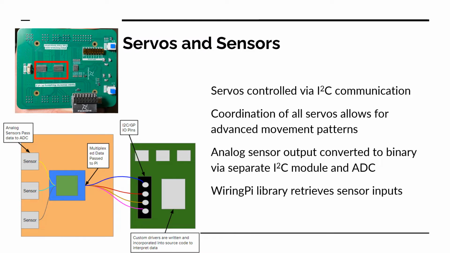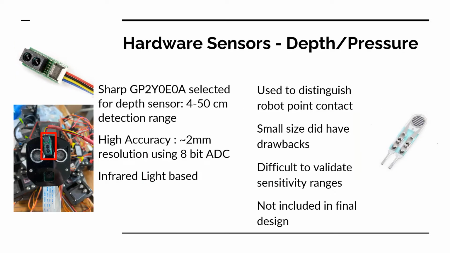We used many variations of the wiringPi library to receive the sensor inputs and interact with the hardware. Here are some of the sensors we selected to integrate into our Hexapod. On the left, mounted to the forehead, you can see an infrared light-based sensor that allows us to distinguish depths of 4 to 50 centimeters. And on the right, you can see a pressure sensor that was originally mounted to the feet of the robot. However, due to their small size and difficulty to validate sensitivity ranges, these were not included in the final design.